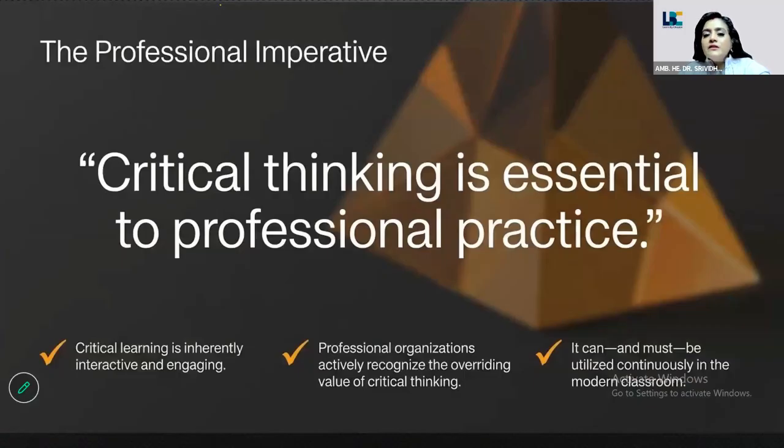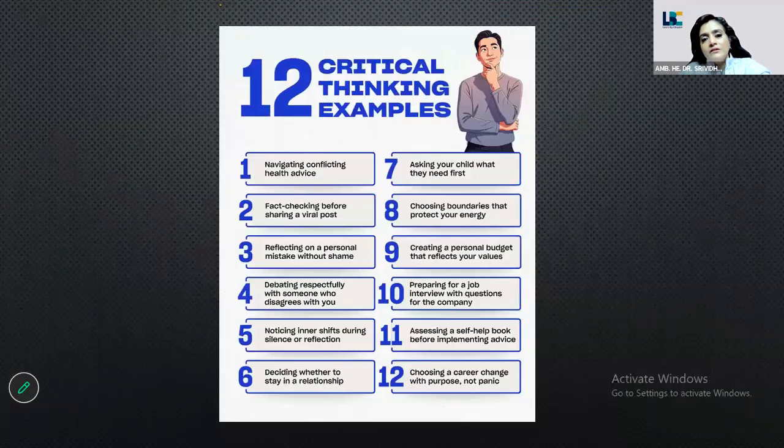Exactly. So the professional imperative is that critical thinking is essential for professional practice. It is inherently interactive and engaging, and professional organizations actively recognize the overriding value of critical thinking. It must be utilized continuously in the modern classroom. So if you ask me, the 12th critical thinking example: navigating conflicting health advice.